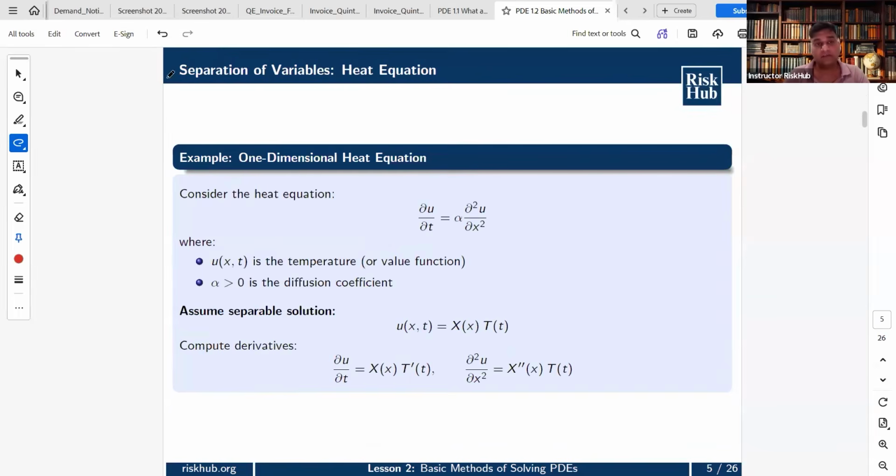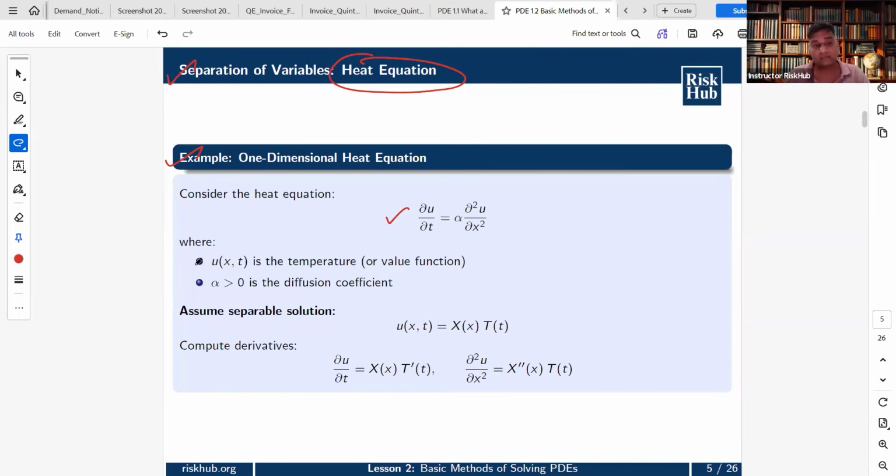Then we have separation of variables, heat equation. The example is the one-dimensional heat equation. The slide introduced the one-dimensional heat equation, which is given as ∂u/∂t equal to alpha ∂²u/∂x², pronounced in simple terms: partial u by partial t equals alpha times partial squared u by partial x squared. You have u(x,t), which is temperature, or in finance a value function, alpha greater than 0 the diffusion coefficient, x the space or state variable, t time. In physics, heat spreads over space. In finance, option value spreads or smooths across possible asset prices because of uncertainty.